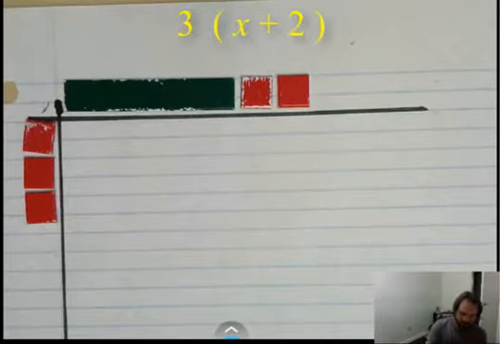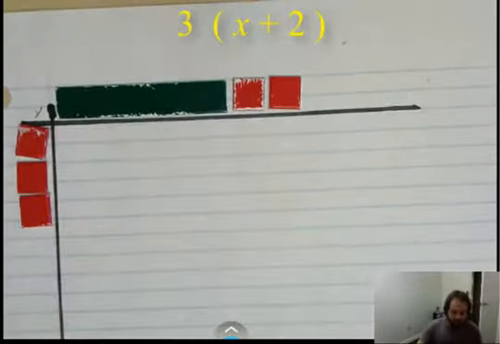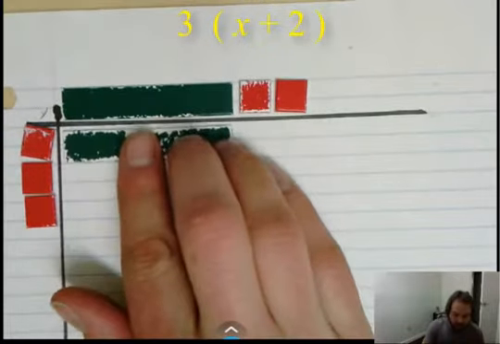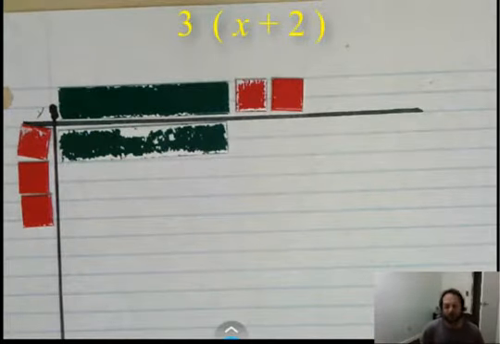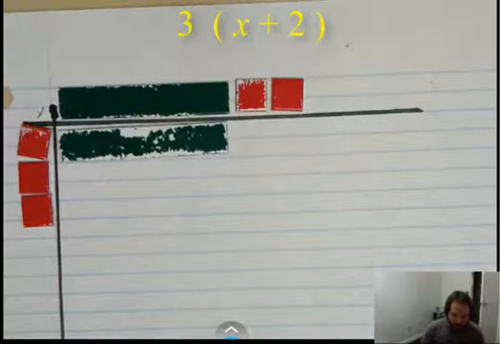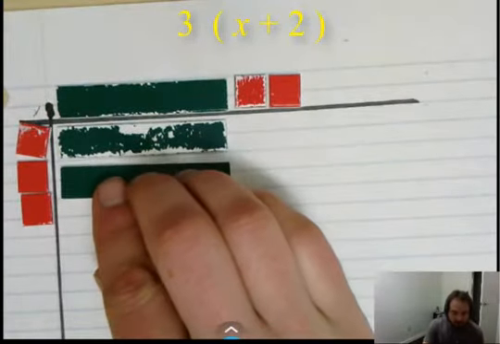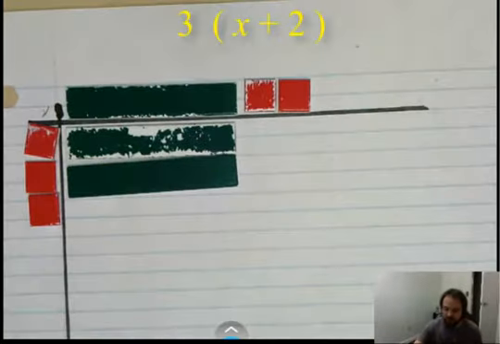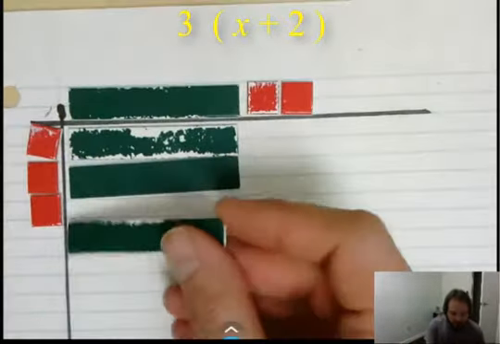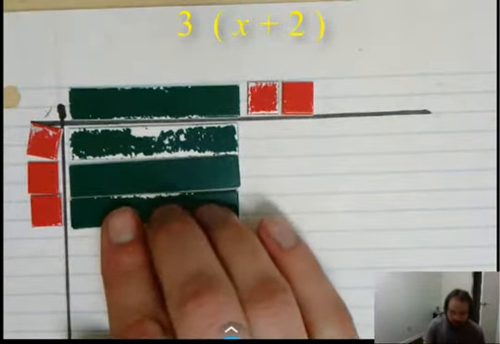I have a height of 1, and then I have a base of x. So that's going to give me an x. Once again, I have a height of 1 and a base of x, and a positive times a positive is a positive. I look at it again, I have a height of 1 and a base of x.